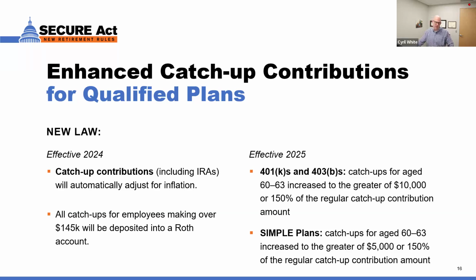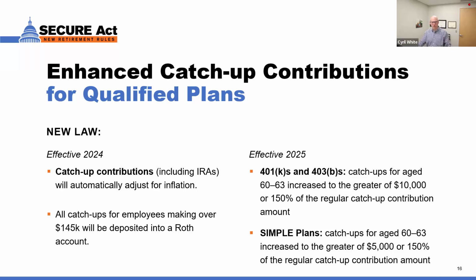In 2025, they're going to make a special catch-up bracket for people age 60 to 63. Starting in 2025, if you're 60 to 63 and you're a participant of a 401k or 403b, the catch-up contribution is increased to the greater of $10,000 or 150% of the regular catch-up contribution. So as I mentioned, prior to this year, the regular catch-up contribution has always been $1,000. That's now going to be indexed for inflation. And starting in 2025, the catch-up for people who are age 60 to 63 will be the greater of $10,000 or 150% of that regular inflation-indexed catch-up contribution.